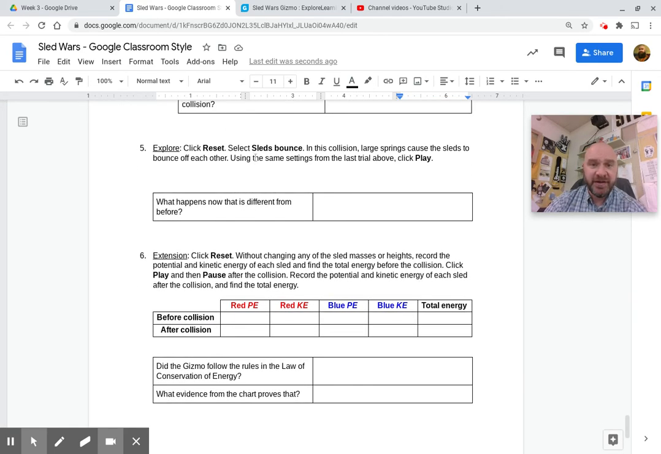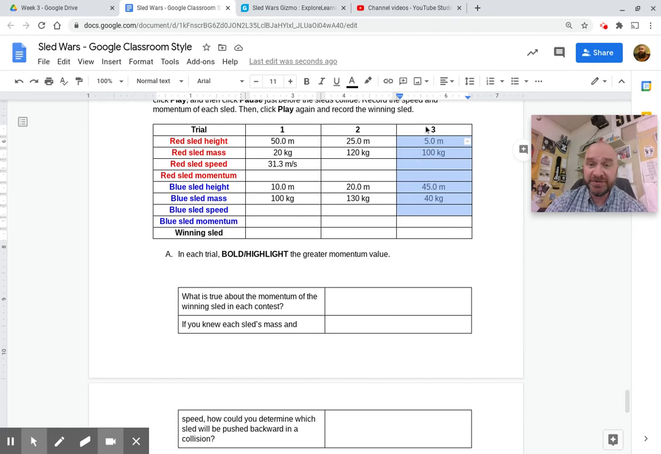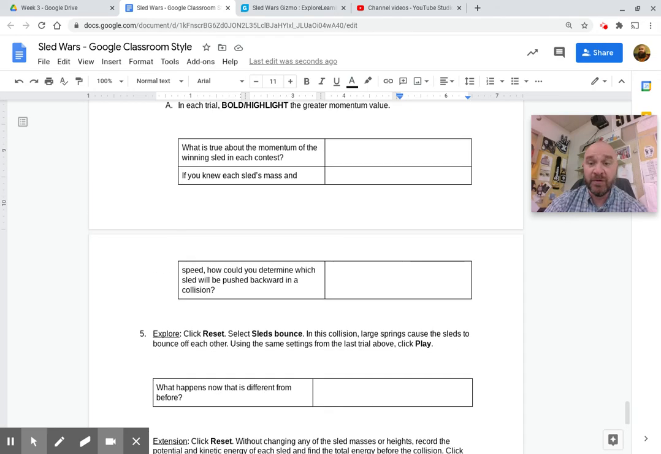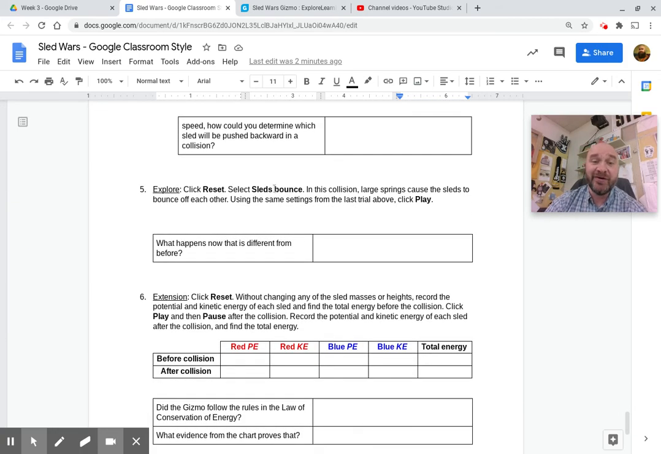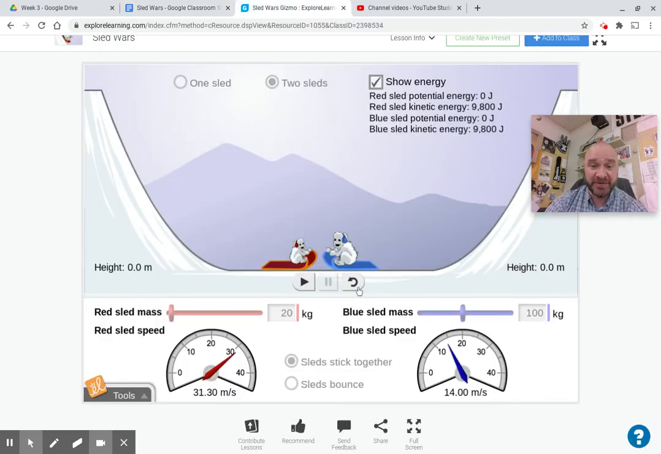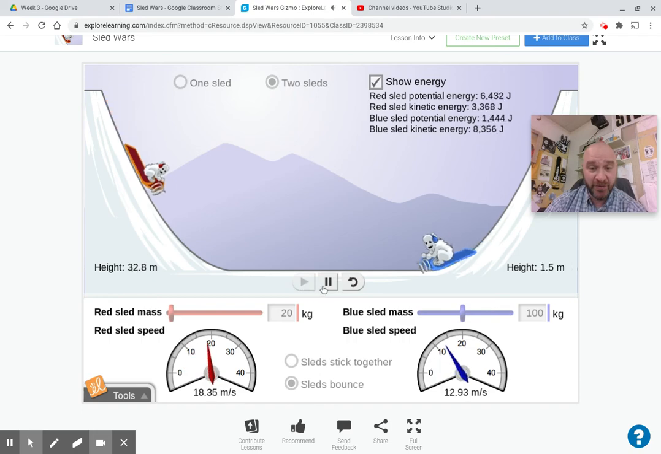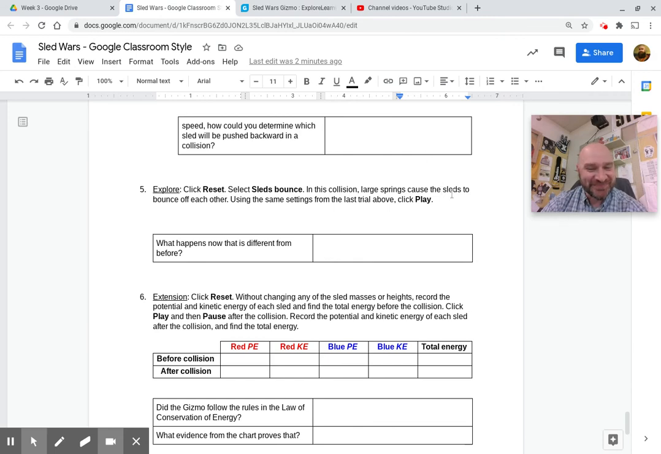Then when we get down to here, it says click reset. Because you haven't been told to change any settings, you are using the settings from situation 3. So make sure that you haven't changed the settings, or if you have, make it the settings in situation 3 here. All right. Now sleds bounce. So we're going to click reset. We will have our settings fixed, but we're going to switch to sleds bounce. And if you notice, there's giant springs on the front, and they go boing. Fun. And then you can answer those questions.